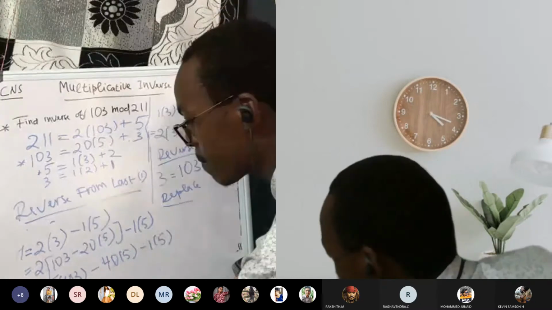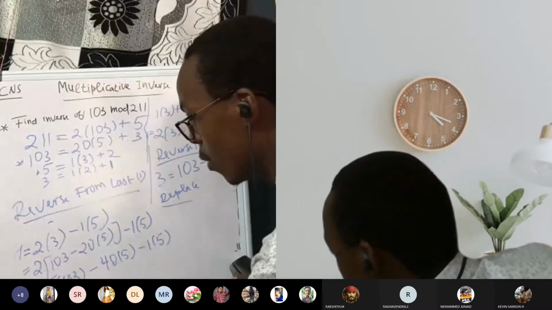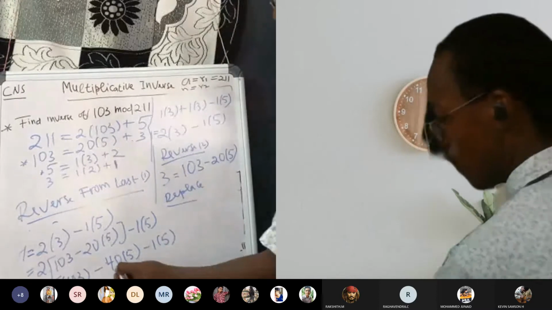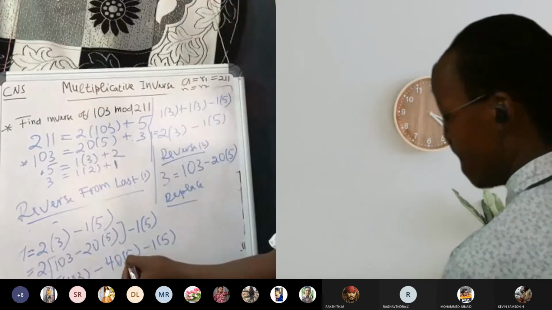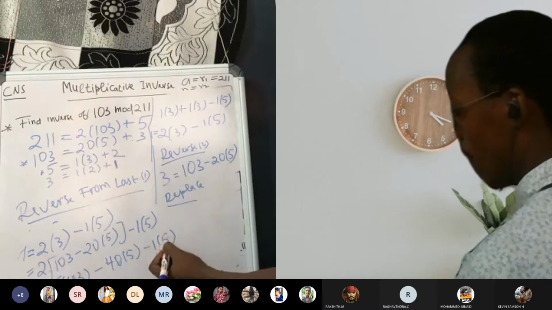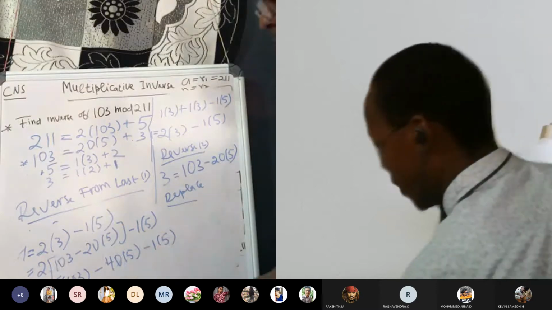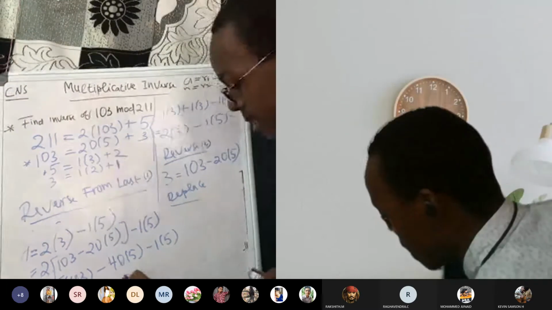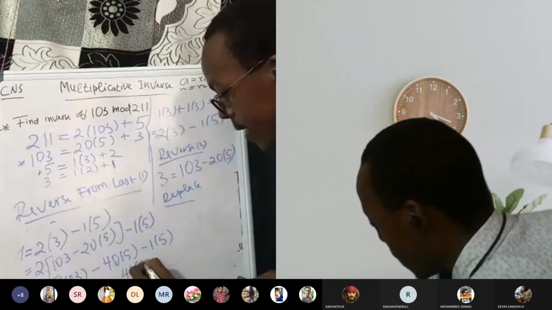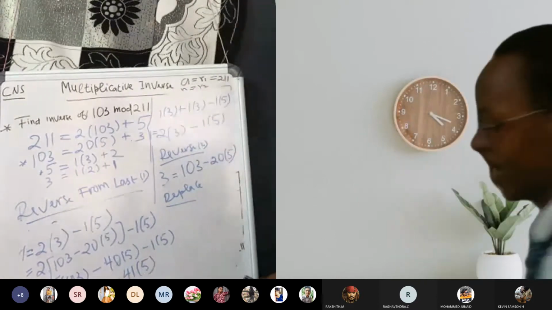What's the value for this one? The value, 293, minus what? Minus 40, minus 40 into x into 5 minus 1 into 5. What is the value for this one? The value is 40, 41. Okay, 41 in x.